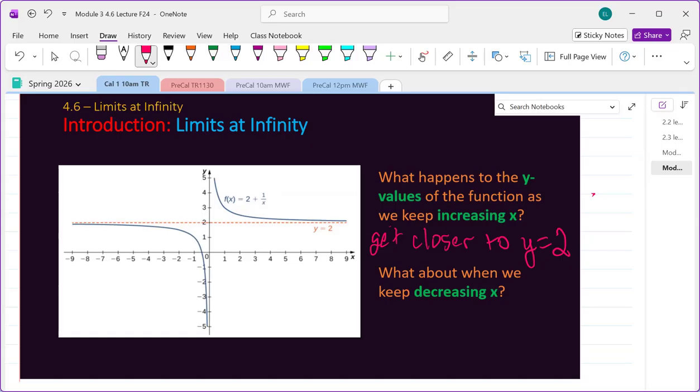So as we decrease x, as I plug in increasingly huge negative numbers, I'm going to get 2 plus a negative tiny decimal. So I'll end up with like 1.999 or 1.999999999 or 1 point even more nines. So every time I put in a bigger number, I'm getting that much closer to the function value of 2, the y value of 2.